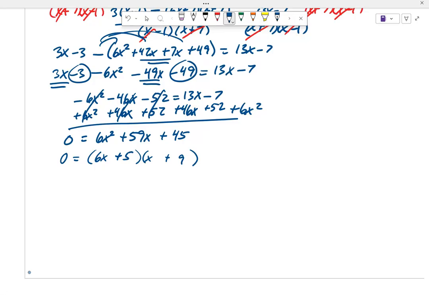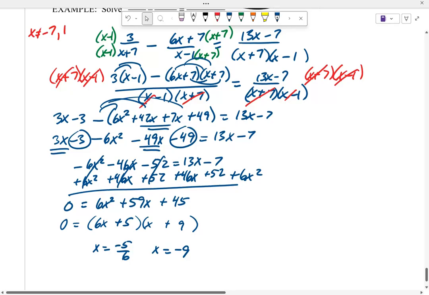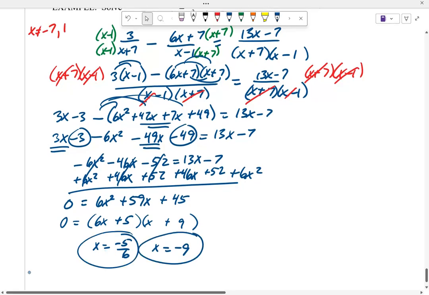6x squared, 30, 54 plus 5. There it is. So we got negative 5, 6. I got negative 9. Remember at the original, it couldn't be negative 7 or 1, so that'll be okay for us.